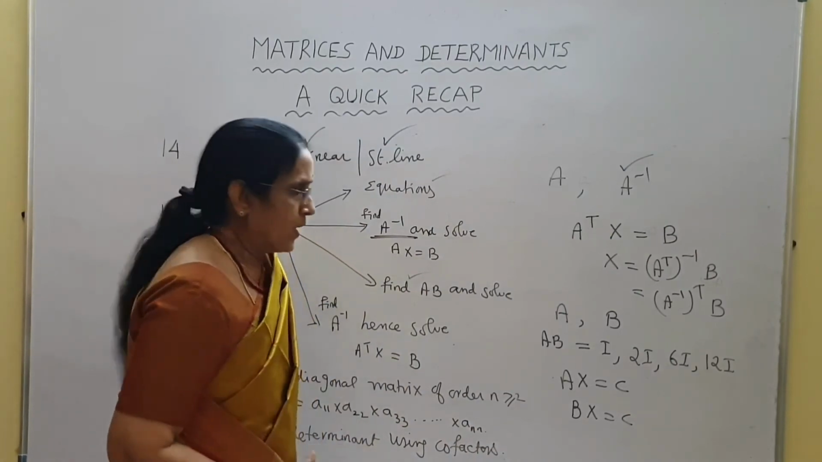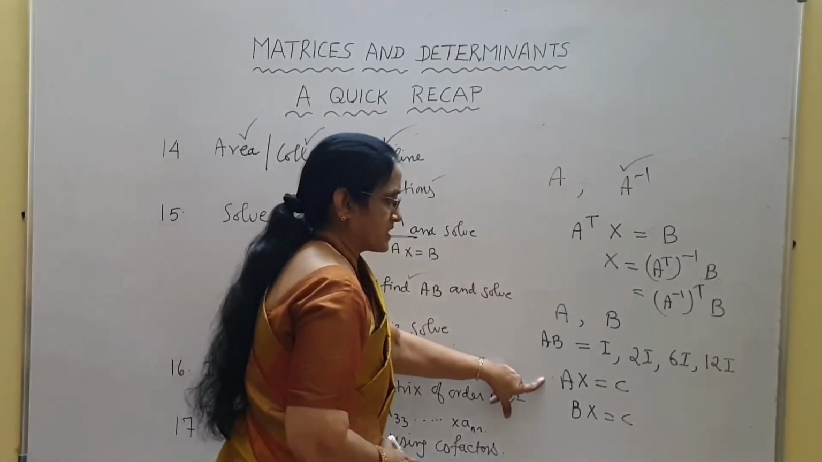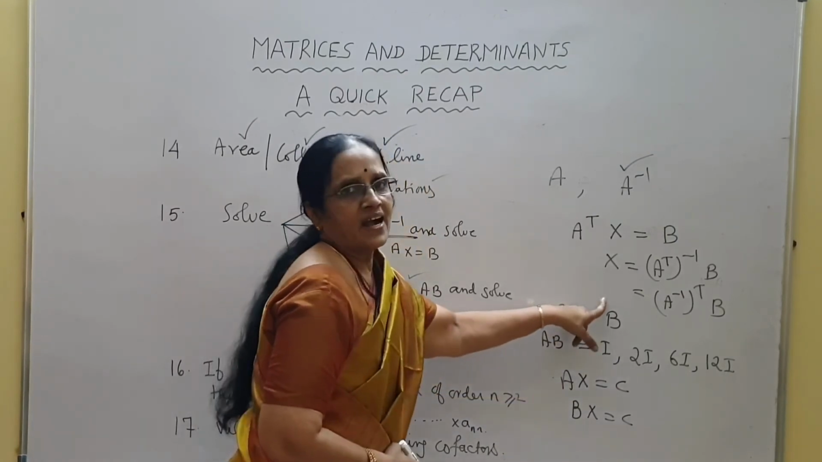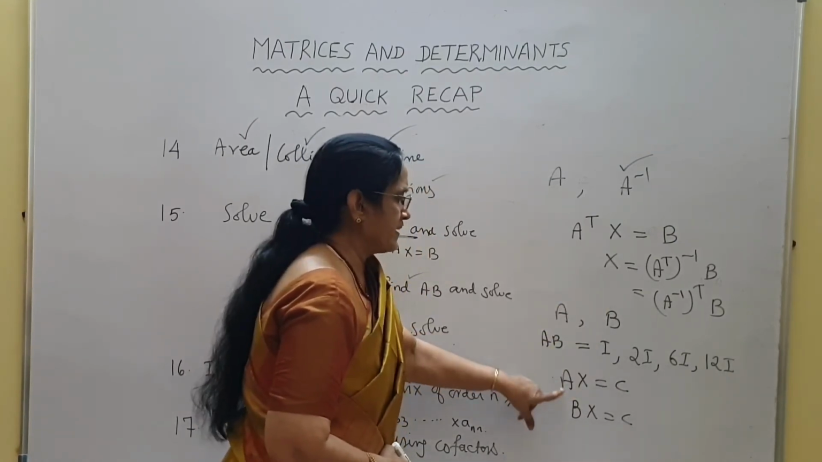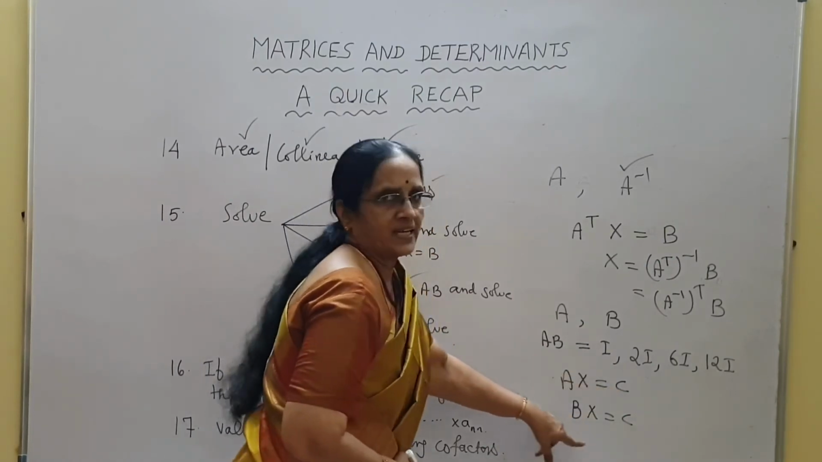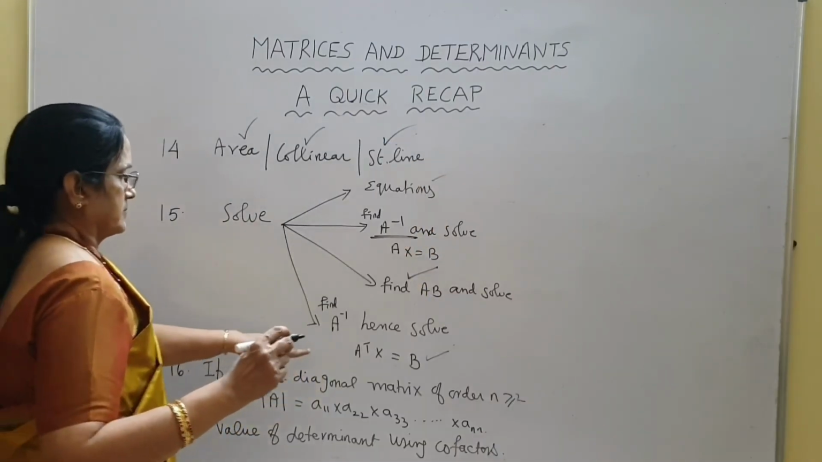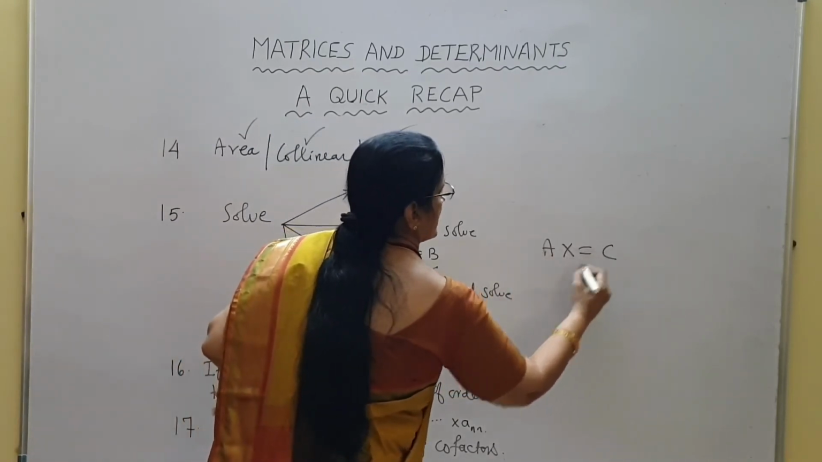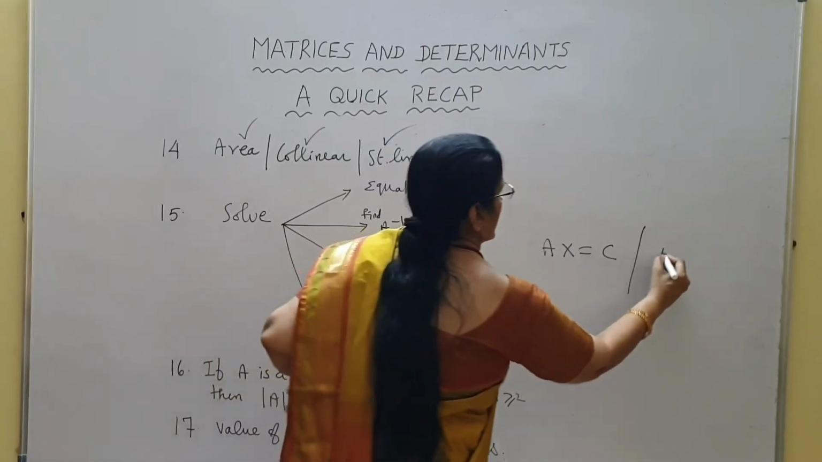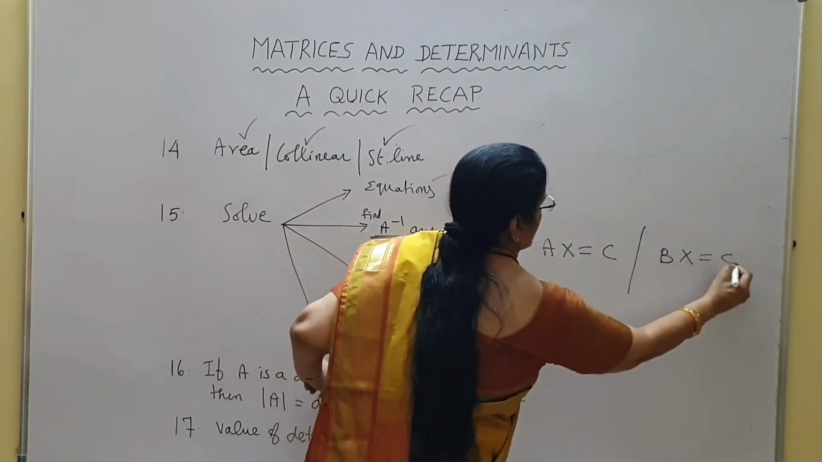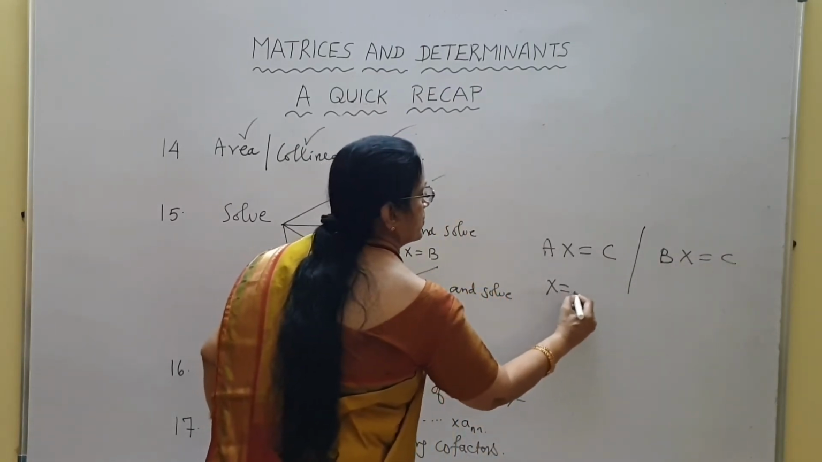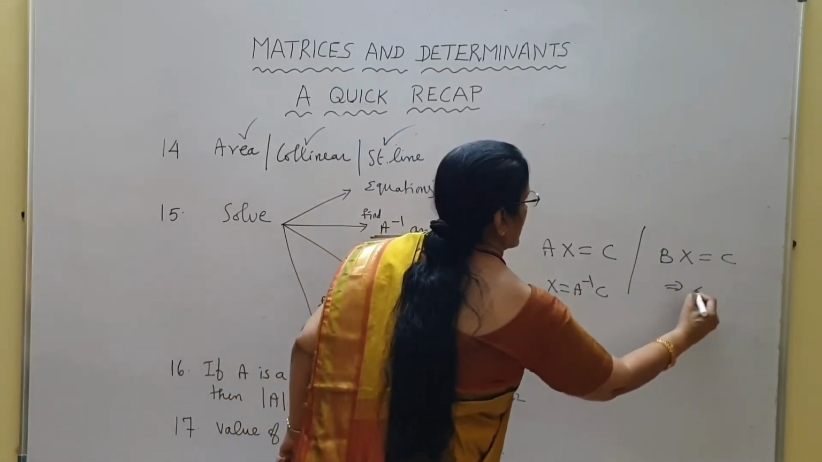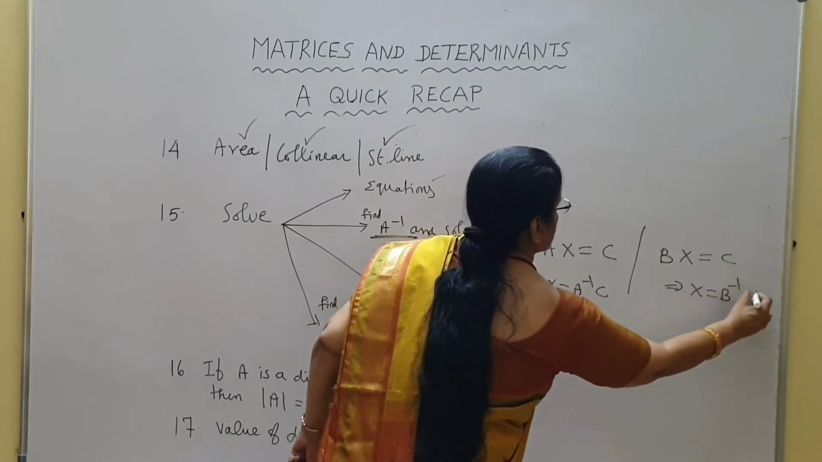We don't know. Once you write the equations in matrix form, then compare that matrix with the given matrix A and B. Accordingly, you will be writing AX equal to C or BX equal to C. Okay, so you are getting either AX equal to C or you may get BX equal to C. From here, X is equal to A inverse into C. If you get in this form, this implies X is equal to B inverse into C.